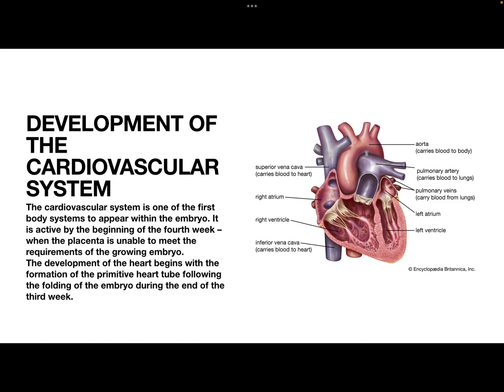The cardiovascular system is one of the first body systems to appear within the embryo. It is active by the beginning of the fourth week, when the placenta is unable to meet the requirements of the growing embryo. The development of the heart begins with the formation of the primitive heart tube following the folding of the embryo during the end of the third week.